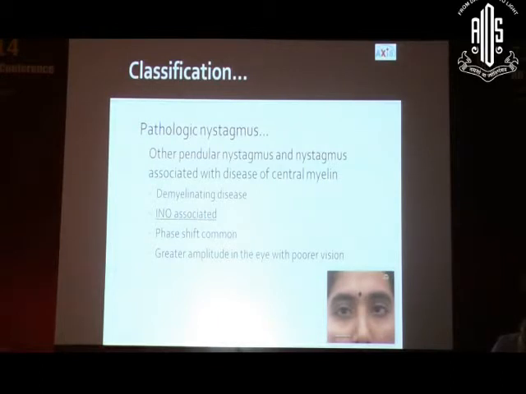There will be other kinds of pendular nystagmus again, or nystagmus associated with diseases of central myelin. So we could have a demyelinating disease, or we could also have problems like internuclear ophthalmoplegia, like in this particular patient. There's absence of abduction in the left eye.